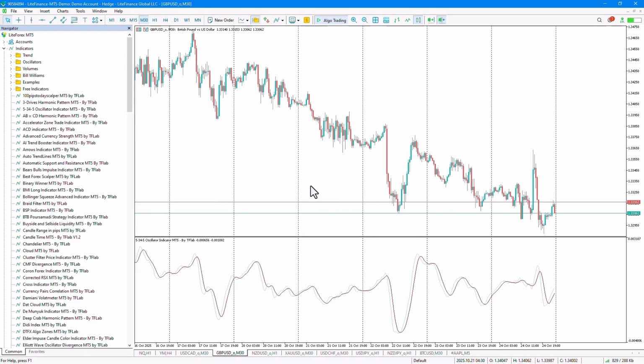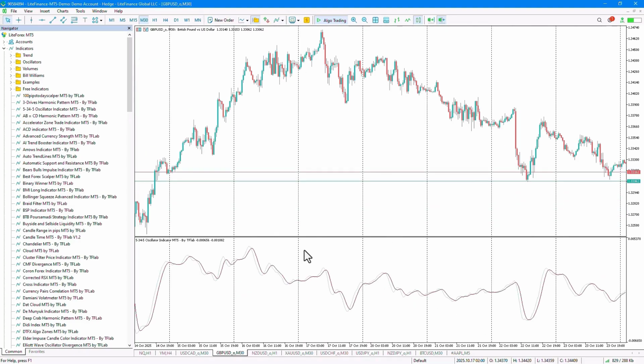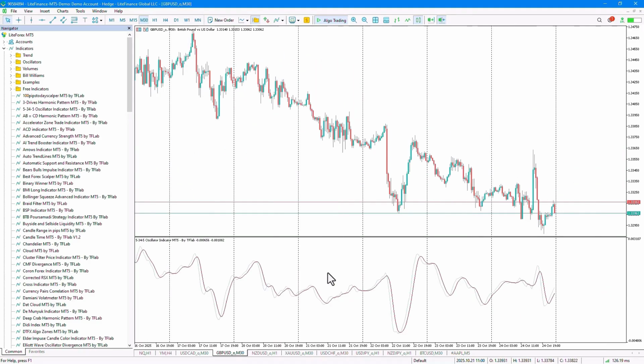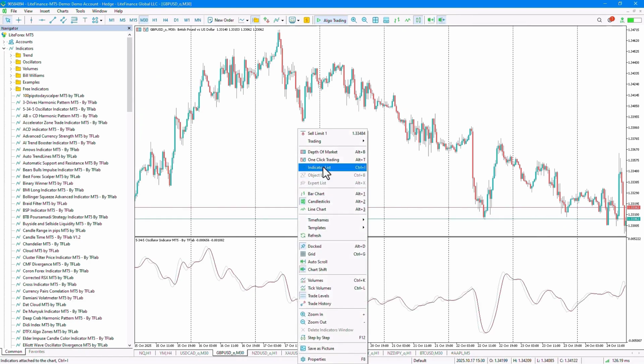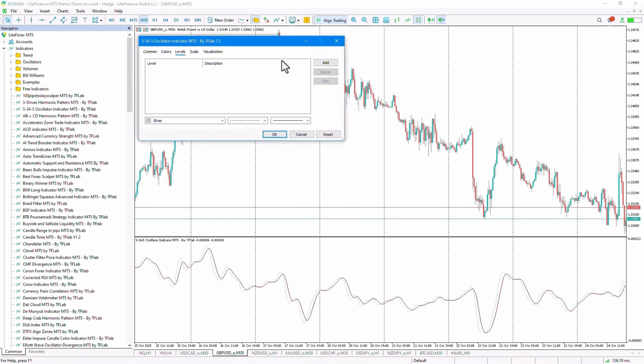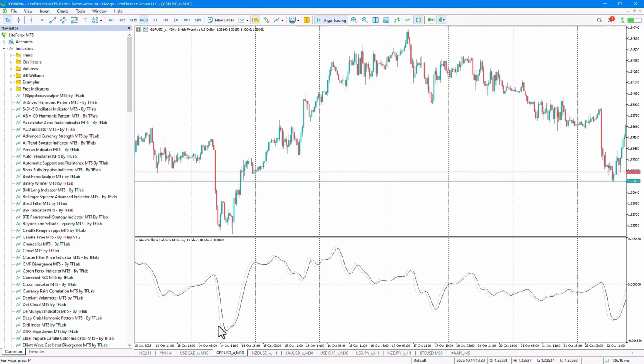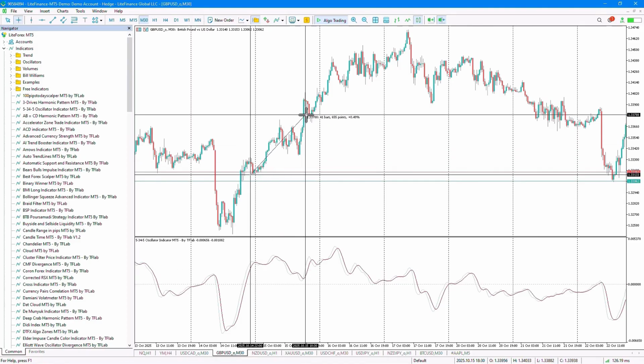How to use the indicator is based on the movement of its values above or below the zero level. When the values are above the zero level, it indicates an uptrend, and when the values move below the zero level, it indicates a downtrend. Here, I'll add the zero level to the indicator, and we can see that as the oscillator's values move above the zero level, the price has entered an uptrend.